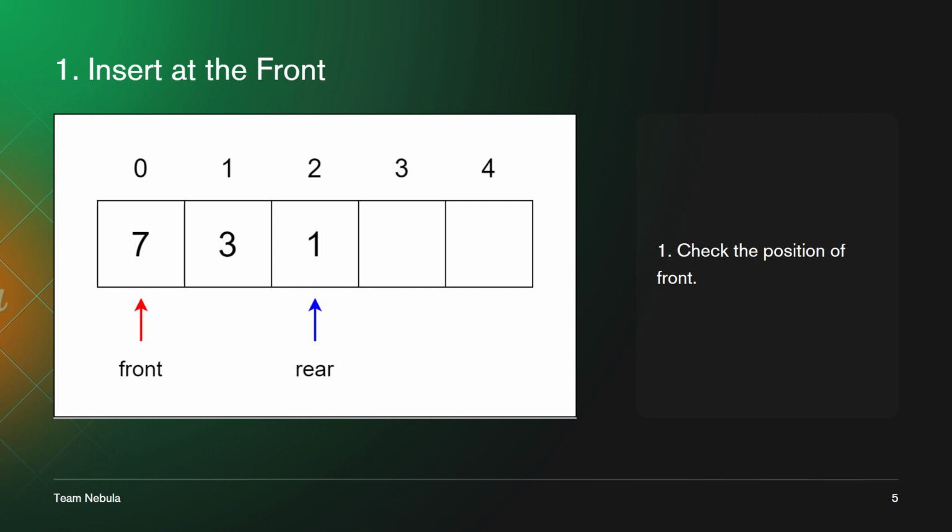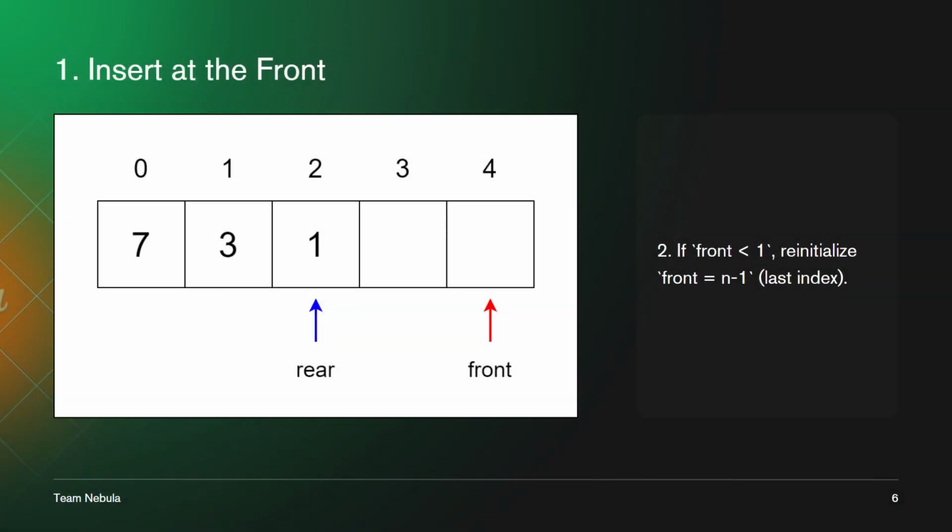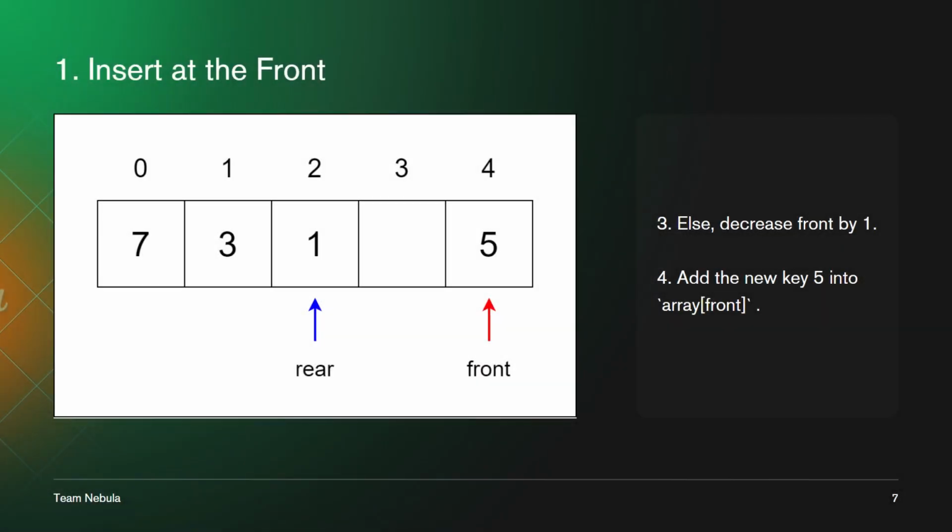Insert at the front. This operation adds an element at the front. Check the position of front. If front is less than 1, reinitialize front to n-1, which is the last index. Else, decrease front by 1. Add the new key 5 into array front.